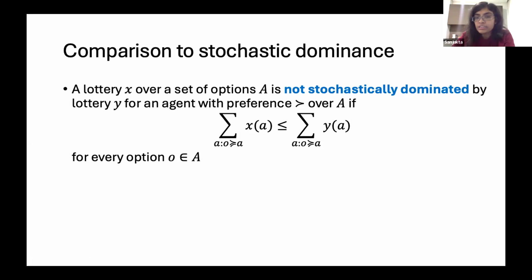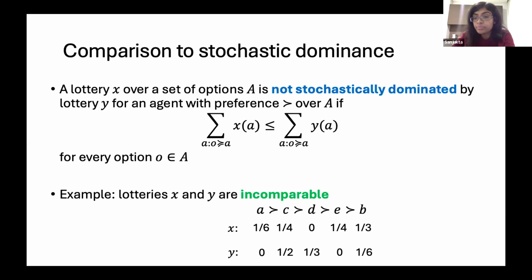The one problem with stochastic dominance is that we cannot compare all lotteries. For example, here I have two lotteries X and Y, and these two lotteries are incomparable. We can check that if I look at the alternatives at the bottom half of this preference, X looks better, and at the top half of the preference, Y looks better. So there are lotteries that are incomparable with respect to stochastic dominance.